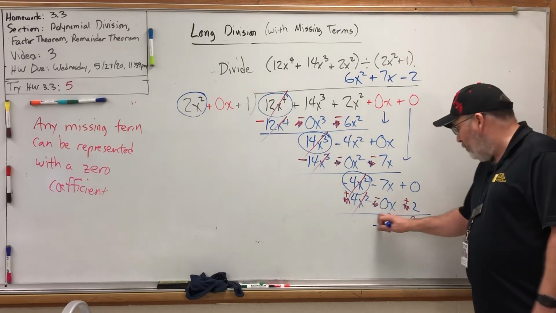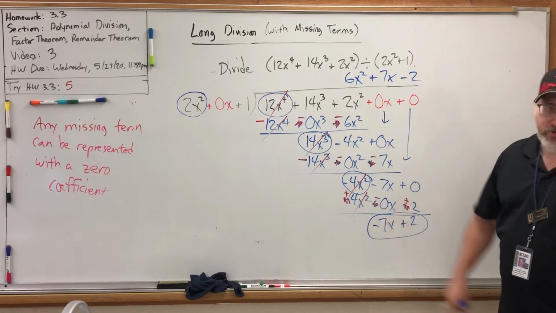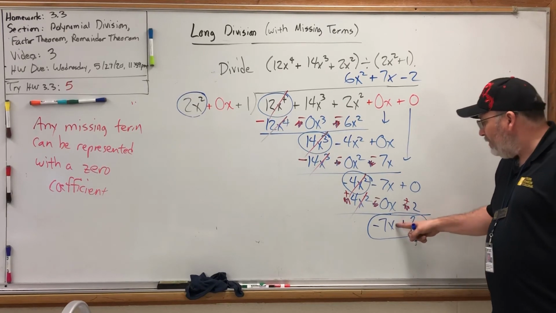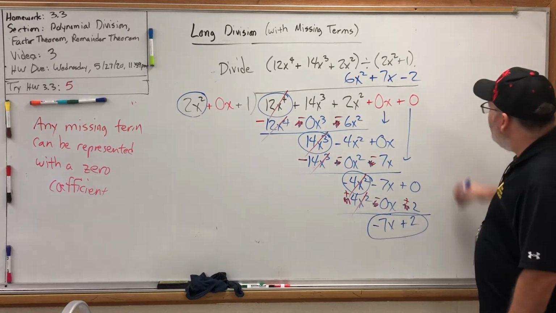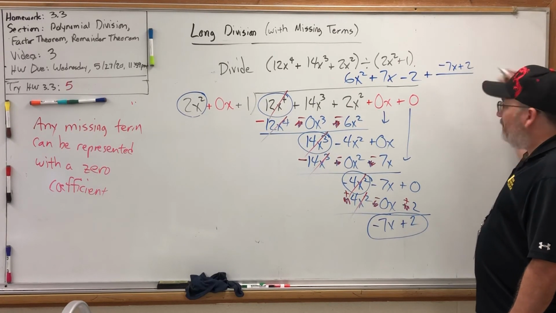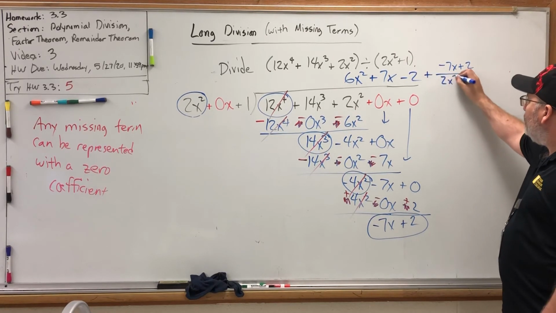And you may be wondering, why is the remainder not just a number? Because we divided by a larger degree polynomial. You know we're done when the power here gets below the power here. So our remainder is a little chunkier. It's negative 7x plus 2. It goes on top of the divisor, and the original divisor was 2x squared plus 1.